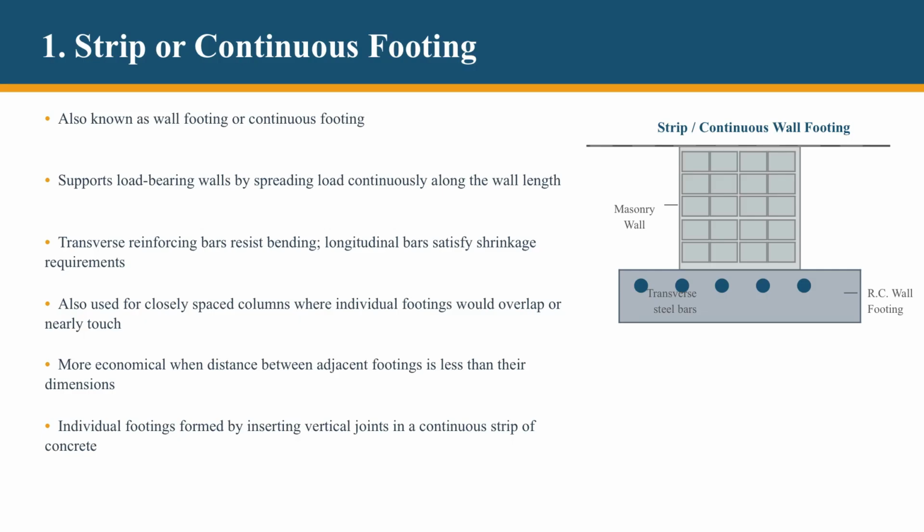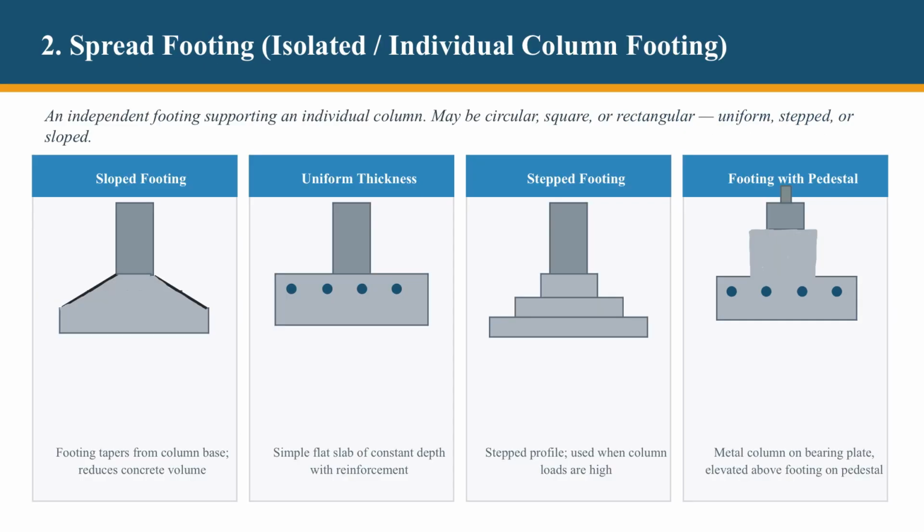Now, let us move ahead to the second type of footing, and that is your spread footing. As the name suggests, the footing area at the base is spread out. It is also classified as the isolated or individual column footing. That means for each and every column you are providing an individual footing, and it is actually an independent footing which is not in contact with other columns or other footings.